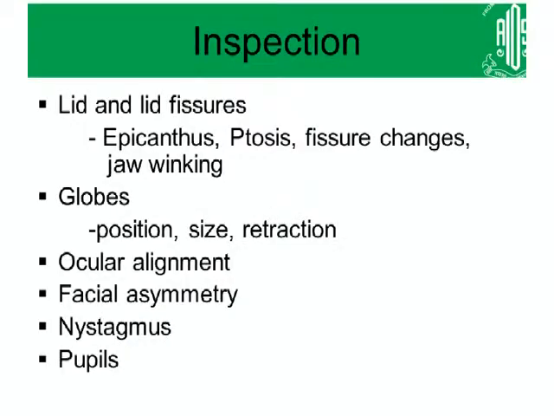So we talked about inspection. You want to look at the lid and lid fissures, epicanthus, ptosis, fissure changes, any jaw winking. What is the position of the globe? Any retraction, ocular alignment, facial asymmetry, nystagmus, and pupils.